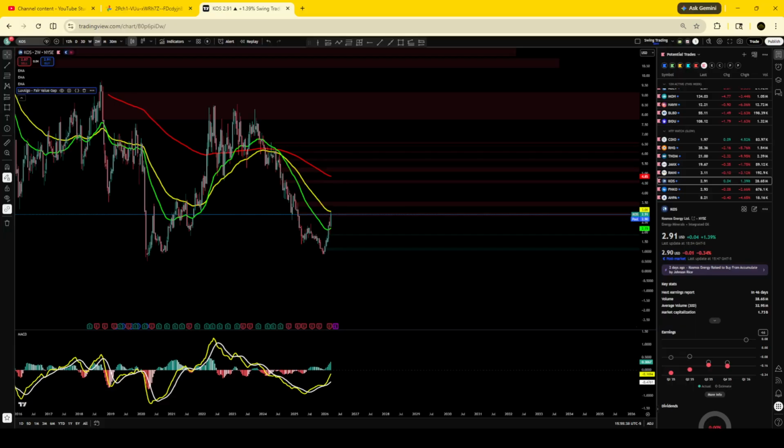Up to now, we've identified structure, support and resistance, and market conditions. Indicators are tools, not rules. Used correctly, they improve timing and confidence. Used incorrectly, they create noise and hesitation.